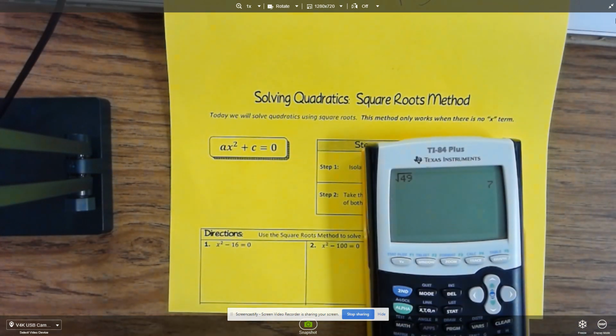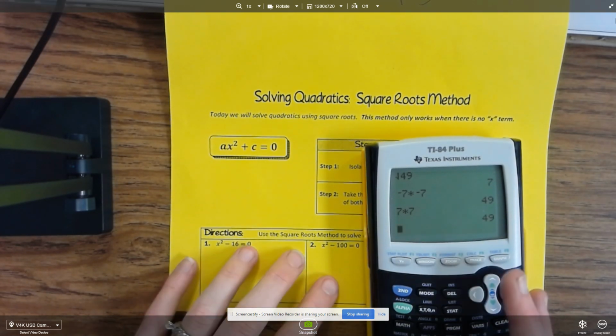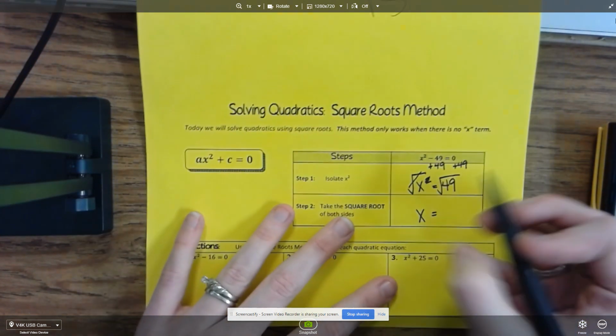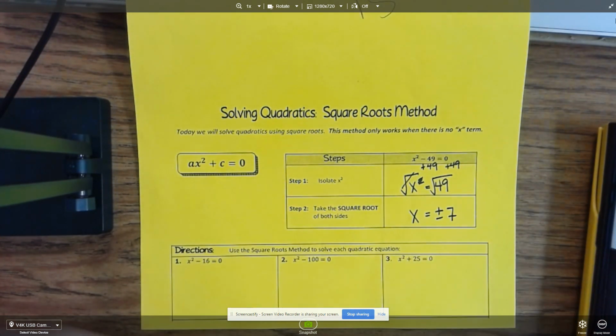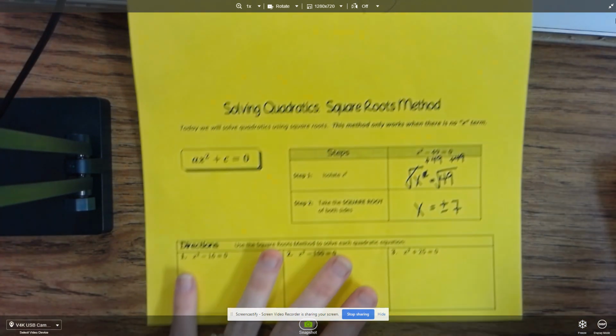But remember with square roots, negative 7 times negative 7 gives me 49, and positive 7 times 7 gives me 49. So your answer is x equals positive or negative 7. Please make sure to remember that when you're doing square roots.